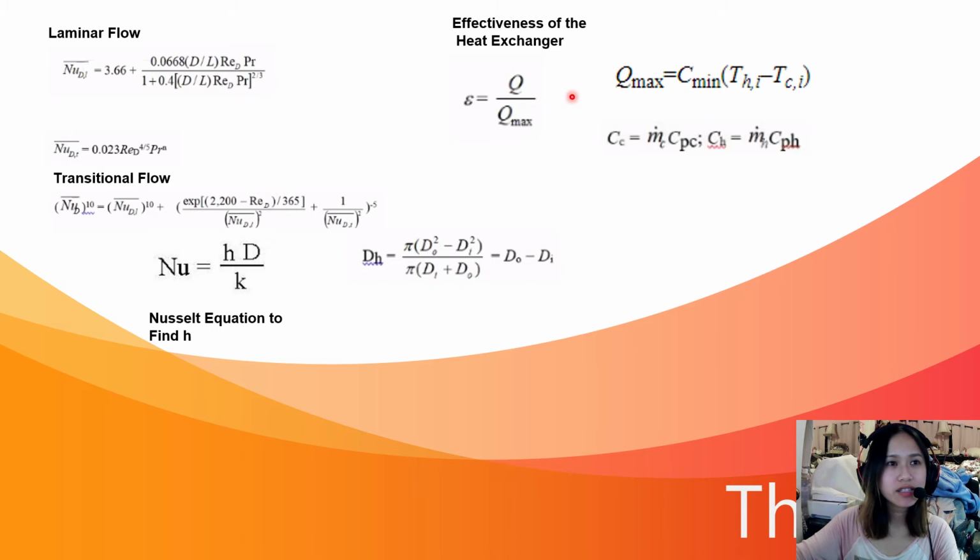The effectiveness of the heat exchanger is found in this equation, where Q is what we found in the previous equation, and Q max is equal to C min times T_hi minus T_ci, which is the temperature hot and temperature cold.